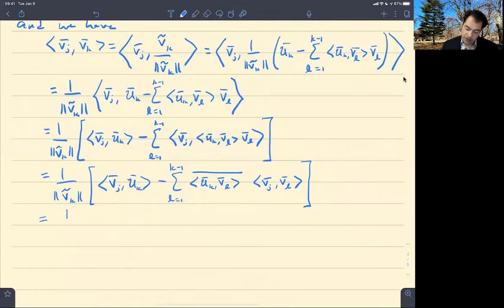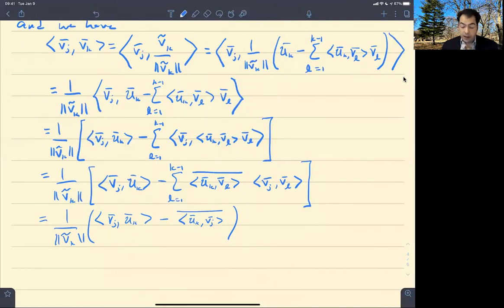So I can write this as 1 over the norm of Vk tilde. And then I just have Vj inner product with Uk minus, and only the term j equal to l survives, and this is a 1, so I don't need it, so I just keep its coefficient. So I have the inner product of Uk with Vj complex conjugate.